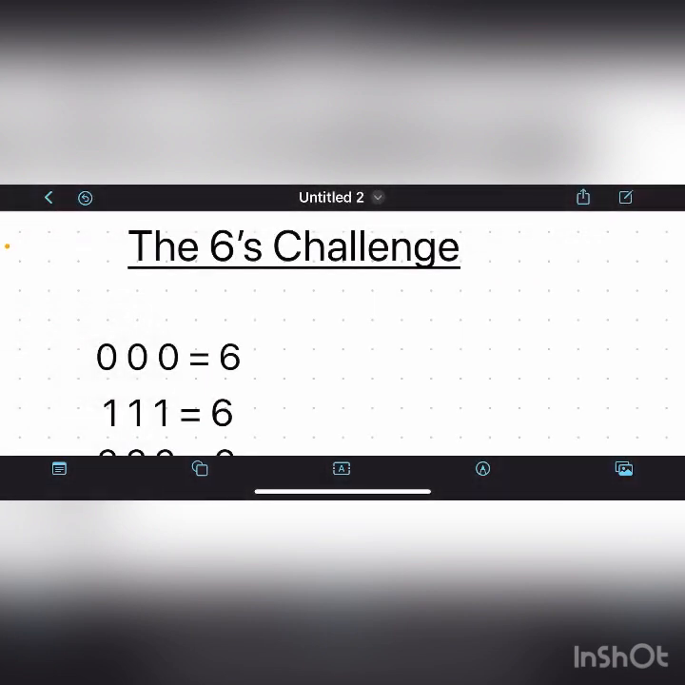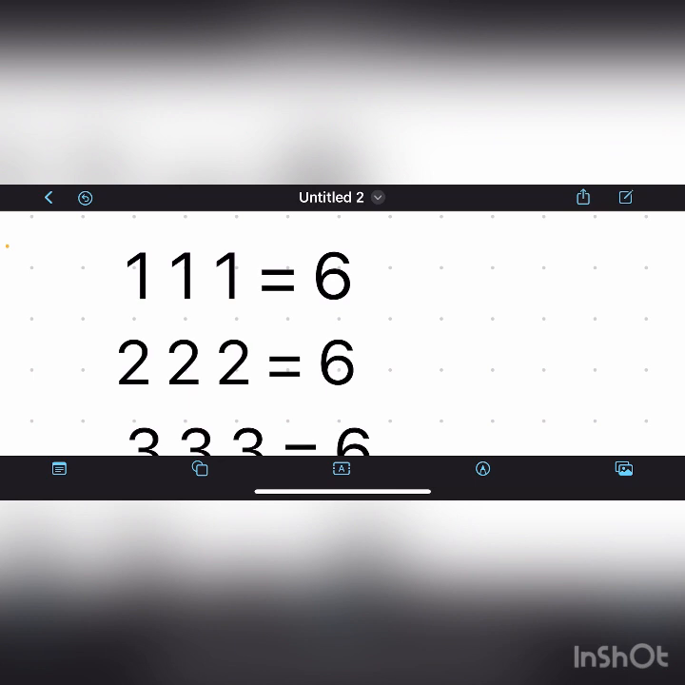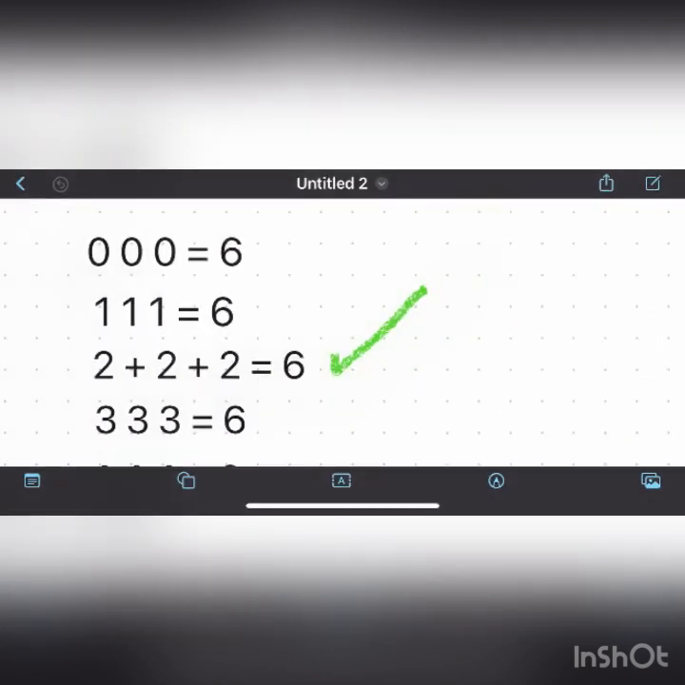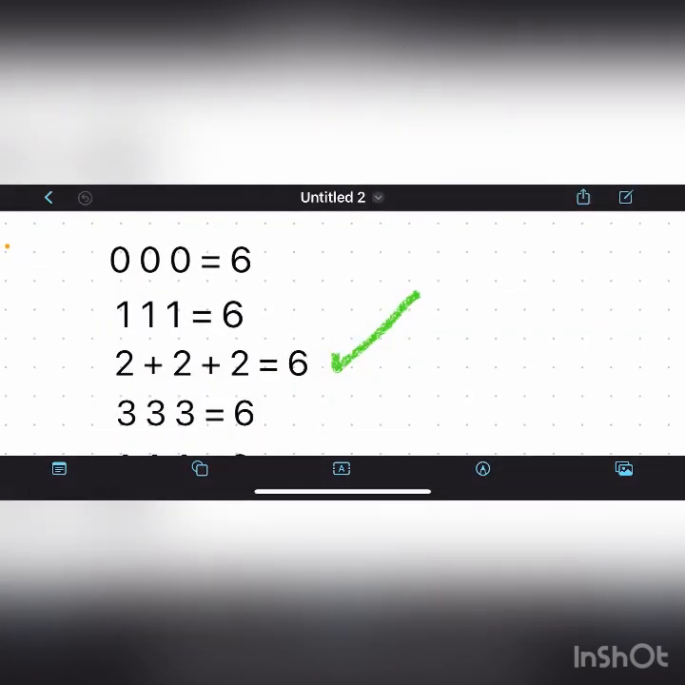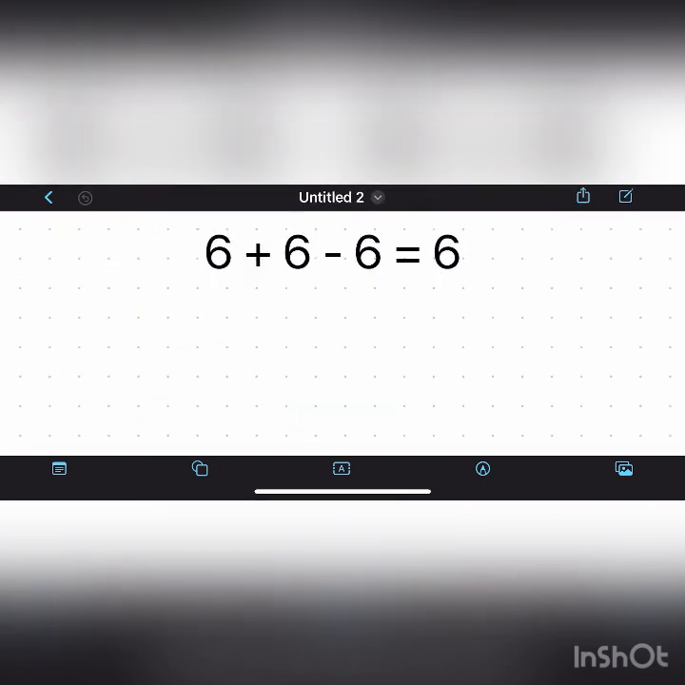Okay, so we're going to start by solving the one with the 2's. I'm going to start from the easiest to the hardest ones, and as you might already know, the answer is 2 plus 2 plus 2 equals 6. Okay, so now that we have solved the one with the 2's, as you can see I've marked it as done, we're going to do the 6's next.